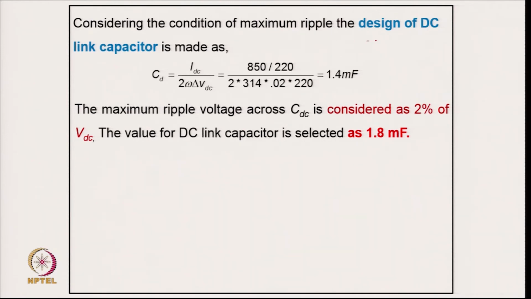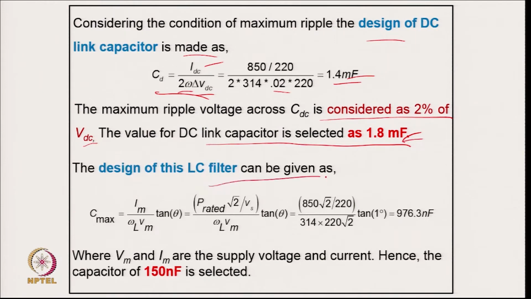Now, coming to the output capacitor, considering the condition for maximum ripple in the design of the DC link capacitor, CDC is equal to IDC, the load current, divided by twice the supply frequency and the voltage ripple, which is 2% of the output voltage. So, it comes to 1.4 millifarad, and the maximum voltage ripple across CDC is considered 2% of the VDC. So, the value of the DC link capacitor is selected higher than this to make sure that the ripple does not in any case go more than 2%. So, it is selected 1.8 millifarad.